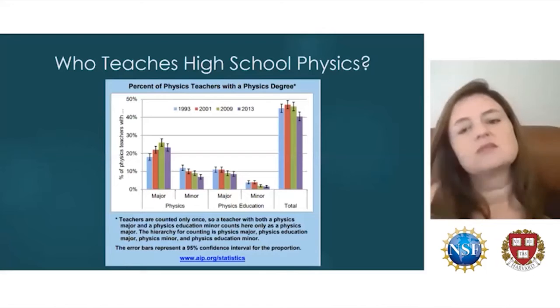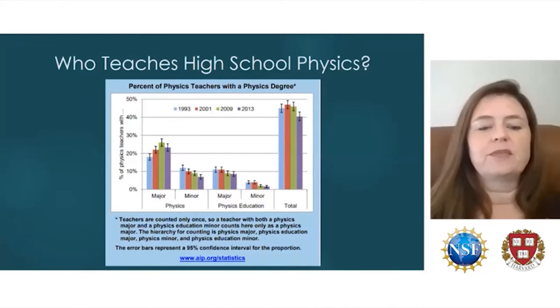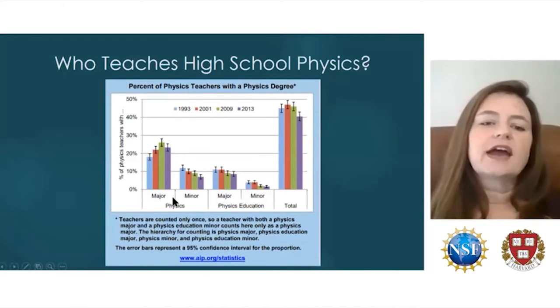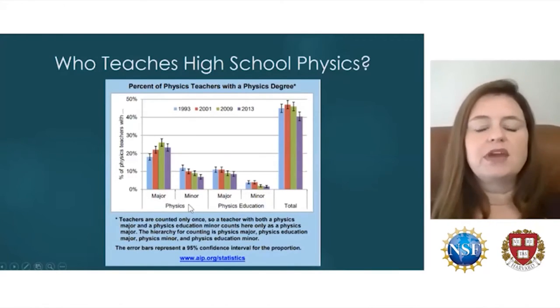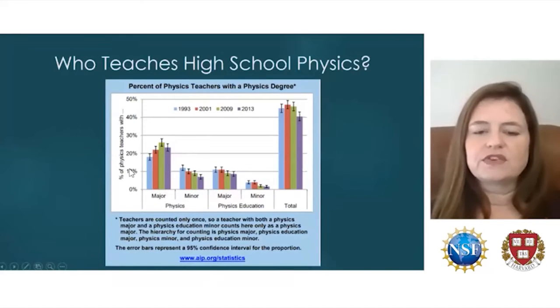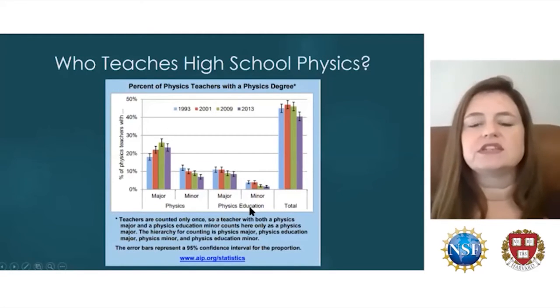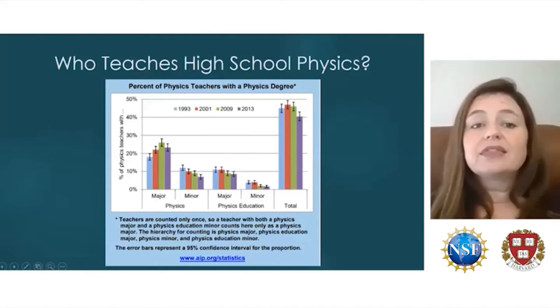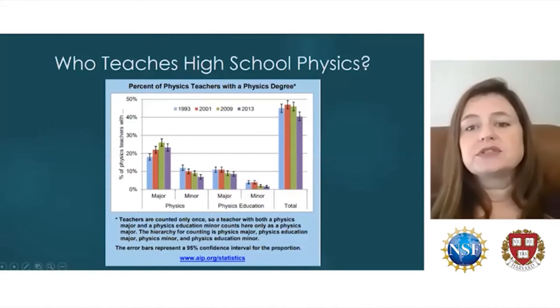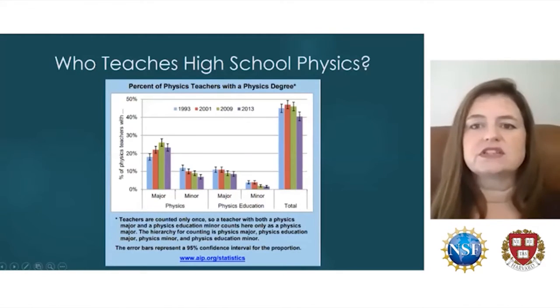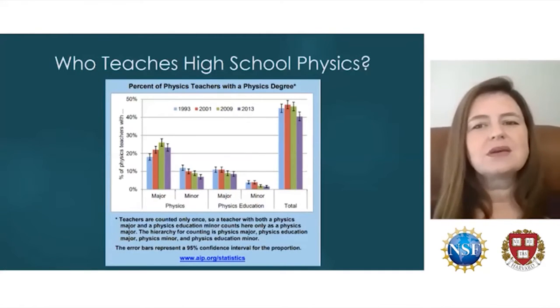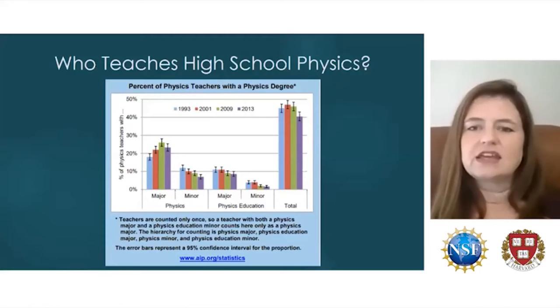So this is some data from 2013 from AIP, and they looked at which teachers had a major or minor in physics if they were physics teachers, or a major or minor in physics education. And then over here, this is the total for these different years. And what you can see is that less than 50% of our physics teachers actually majored or minored in physics or physics education.